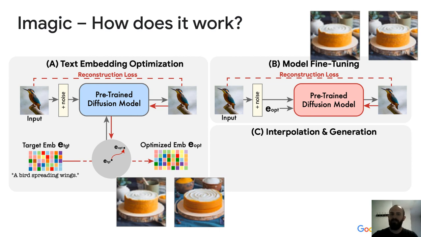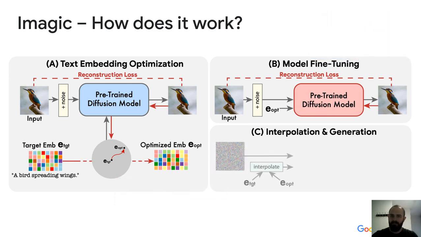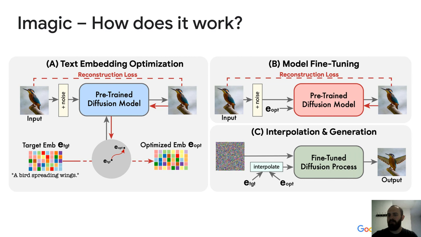And then we take this fine-tuned diffusion model as well as the optimized embedding. We interpolate between the optimized embedding and the target text embedding, for example a bird spreading wings, and use the fine-tuned diffusion model to obtain a generated image. The generated image matches the semantic interpolation between the text and our input image, giving us the same bird, only spreading wings.